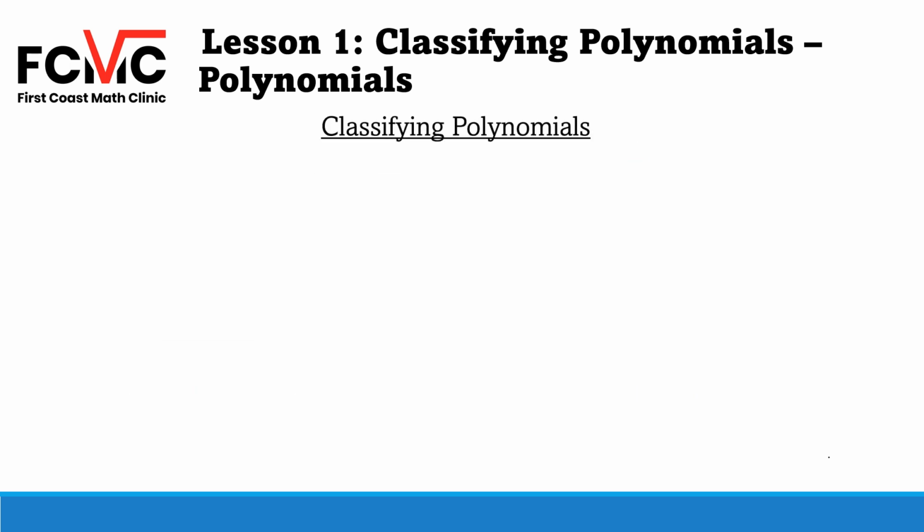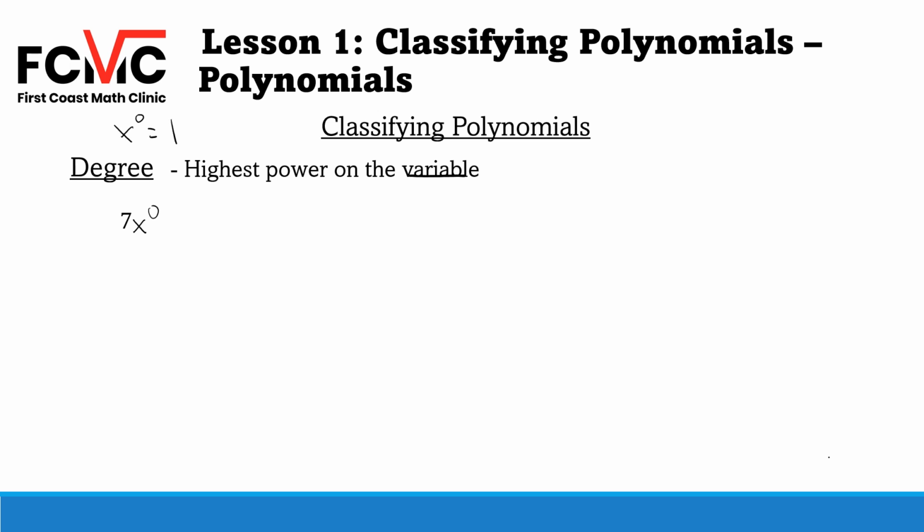When we classify polynomials, there's two ways we can classify them. The first way is by degree. When we classify by degree, we're looking for the highest power on the variable. Let's look at a couple examples. Let's say we have just a constant 7. Well, we don't have any variable here, right? So what can we do? We can actually write in a variable, x. If we don't have a variable, we can make that x to the 0 power, because anything to the 0 power is just 1. So if I have x to the 0 power, just a number by itself, this is going to be a constant. So if our power is 0, that's a constant.